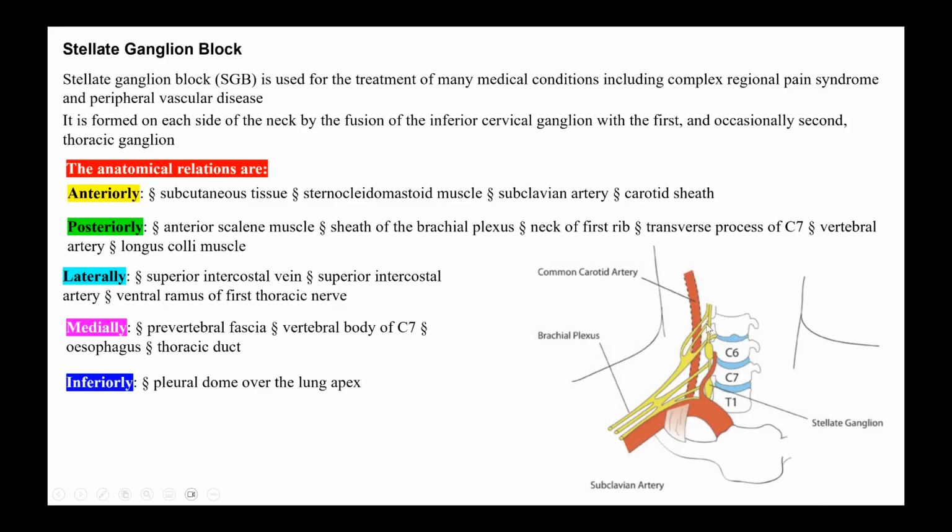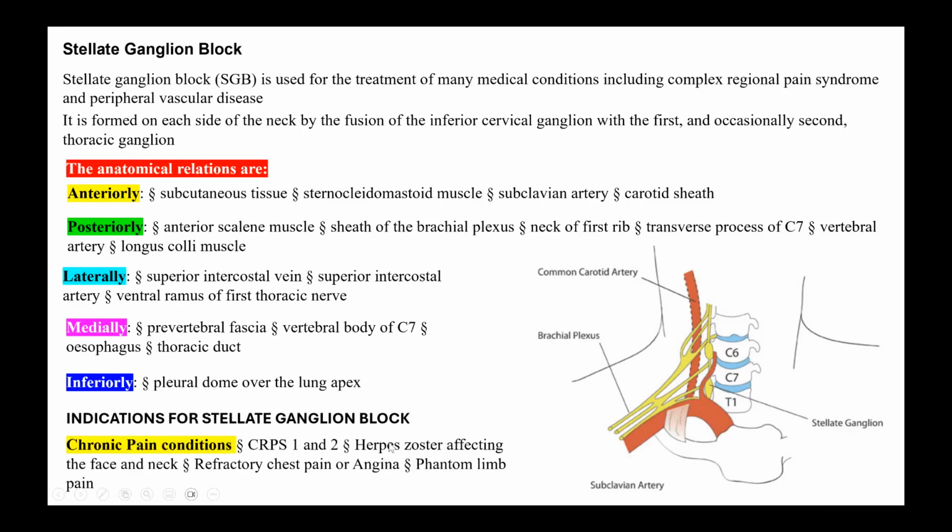So there are three ganglia: superior, middle, and inferior cervical ganglia. The fusion of the inferior cervical with the first thoracic or second thoracic ganglia is called the stellate. Stellate means star-like. Because of all these connections, it looks like a star, and that is the reason why it is called that.